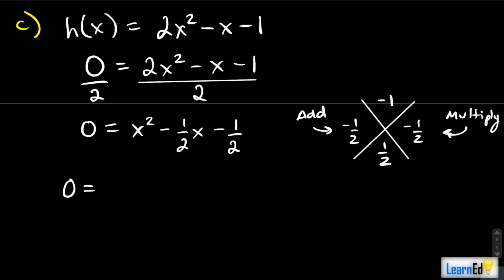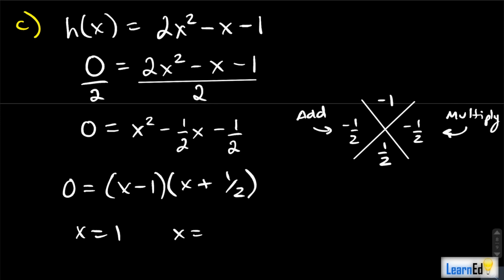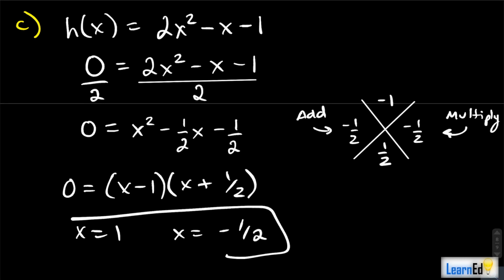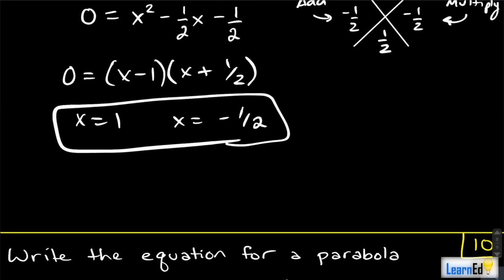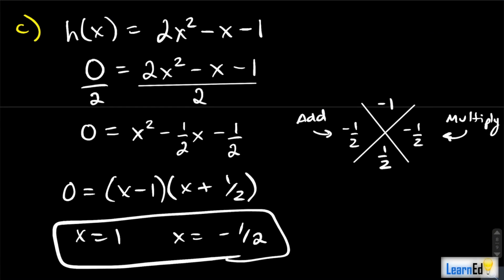Meaning that we can say that 0 equals x minus 1 times x plus a half. And so x equals 1 and x equals negative 1/2. And you can verify that these are the zeros with the quadratic formula. Okay? And our last part is going to be D, right?